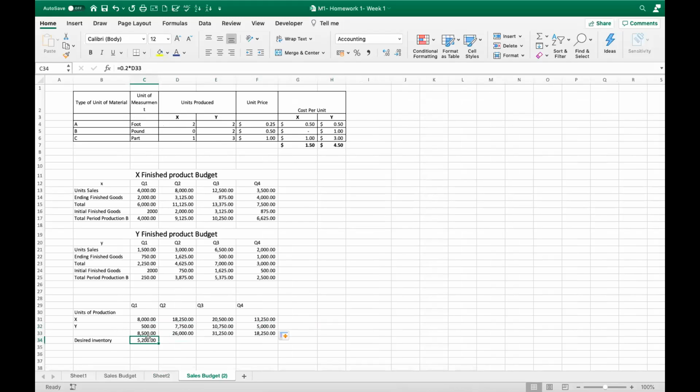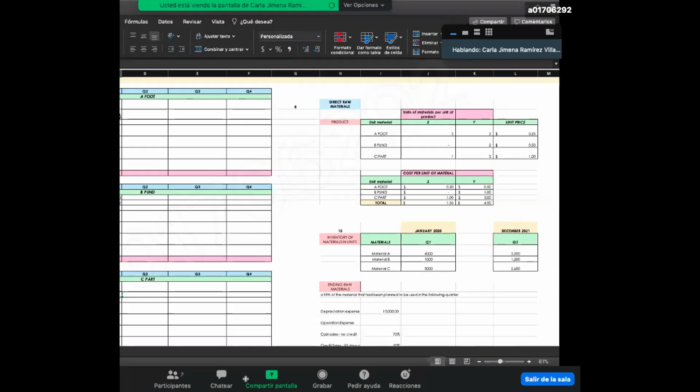Entonces, ¿cómo va todo? Units sold. ¿Qué significaba cada Q? De que Q1 es de los periodos, ¿no? Quarter one, quarter 1, quarter 2, quarter 3. Ok.